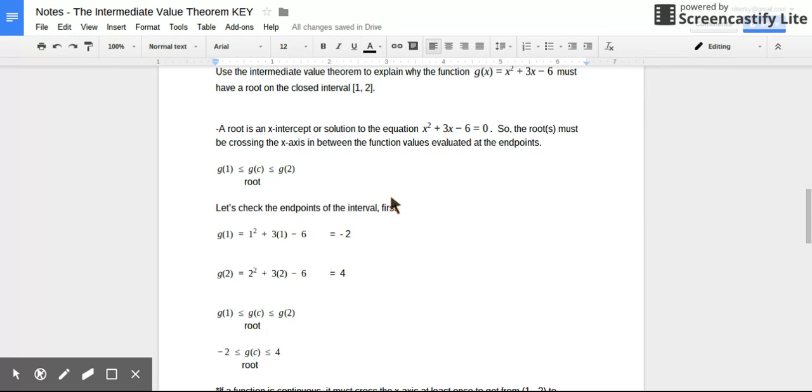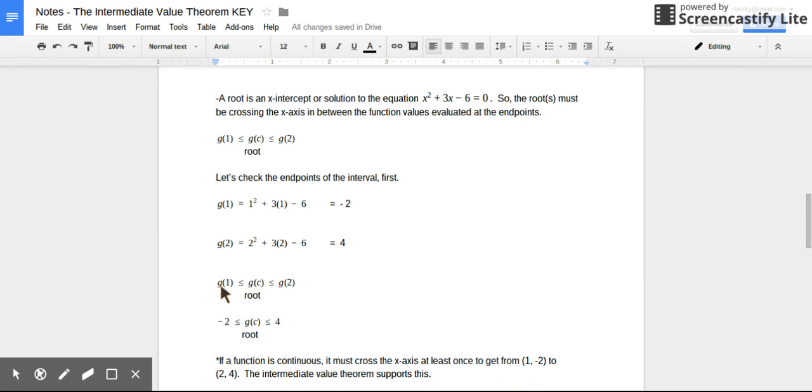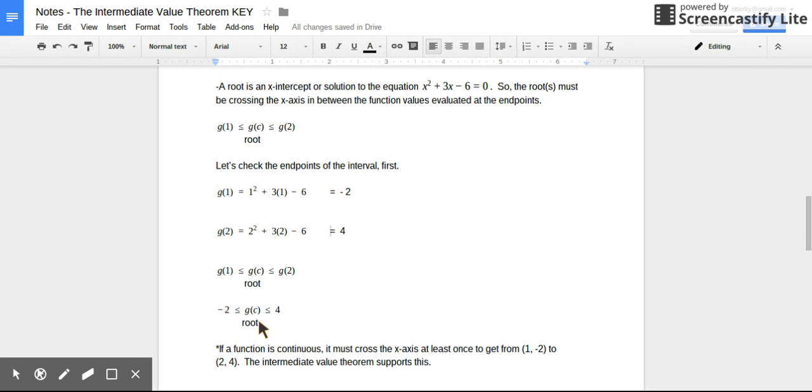If I plug in 2 to this function, we get 2 squared plus 3 times 2 minus 6. That gives us an output or a value of 4. So if we go back to that inequality that we described and just replace g of 1 with the output value of negative 2, and replace g of 2 with 4, think about it: is there a root, or do we cross the x-axis in between negative 2 and 4 on a graph?